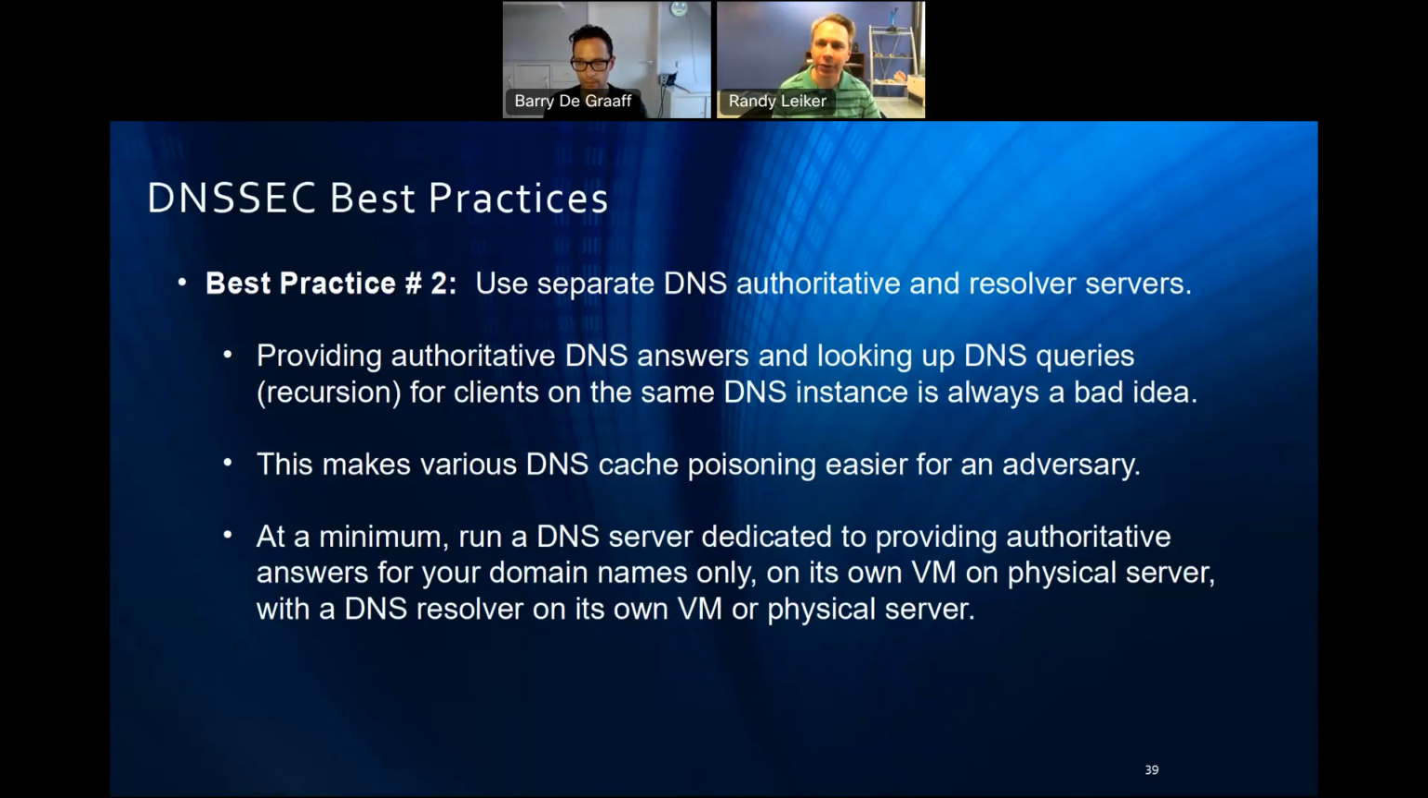Now, it's going to basically depend on your environment and your sensitivity to risk, but you could actually take this a step further, and you could segment your servers by having multiple DNS resolvers. Perhaps one might be dedicated just for your servers, and you might have another DNS resolver dedicated to your end users. The thinking there is that if DNS cache poisoning happens on one, it doesn't affect the other.